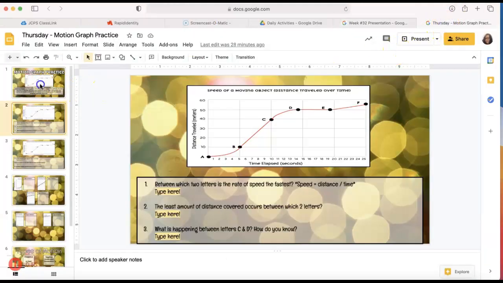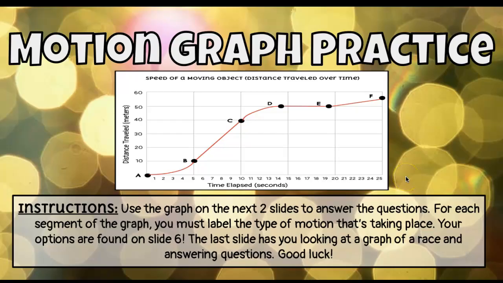So for this activity, it says motion graph practice. It has this motion graph here, which shows the speed of a moving object, the distance traveled over time. So you see your distance on the Y and your time on the X. So it's every second versus every 10 meters. Okay, so distance and time.